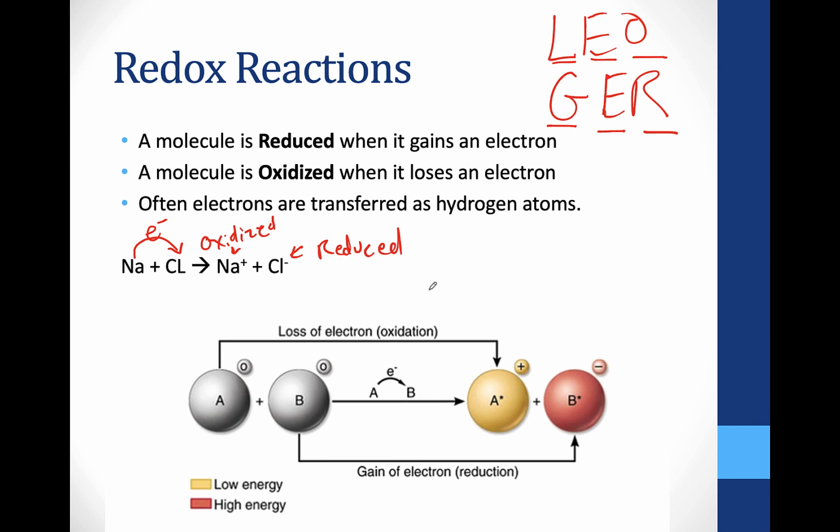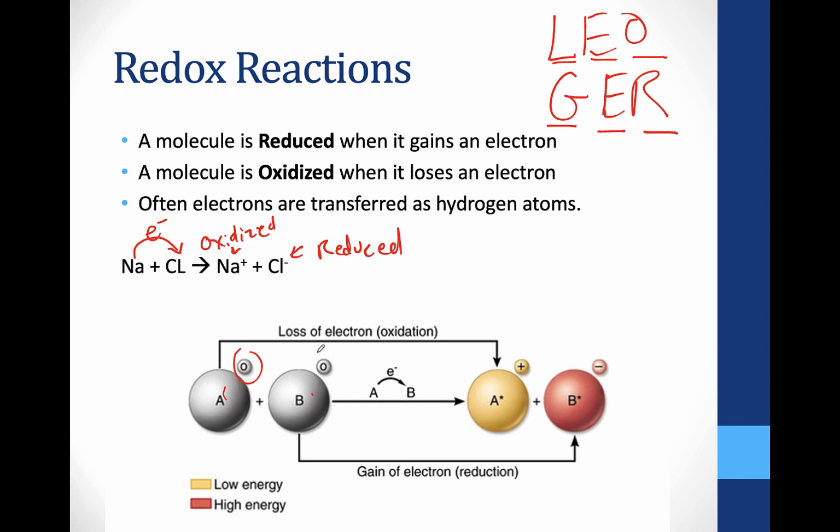You can see how these are always together. If something is oxidized, something else must also be reduced. So I'm always going to have a reduction and an oxidation. That's why we took the two words and combined them to make the word redox, because you can't separate these. So in this example down here, we've got molecule A and molecule B.